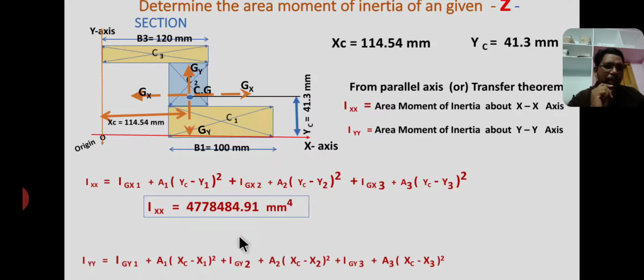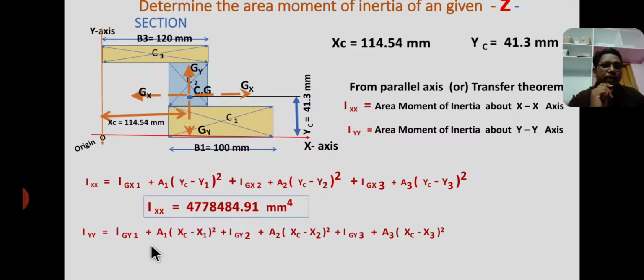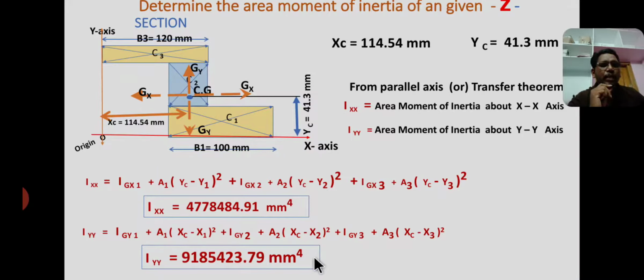4778484.91 mm^4. Similarly, IYY equal to IGY plus area into (XC minus X1) whole square. This is for the bottom rectangle, this is for the middle rectangle, this is for the top rectangle. The answer is IYY equal to 9185.8542.3.79 mm^4. These are the final answers. These two are called the area moment of inertia about the reference axes, IXX and IYY.